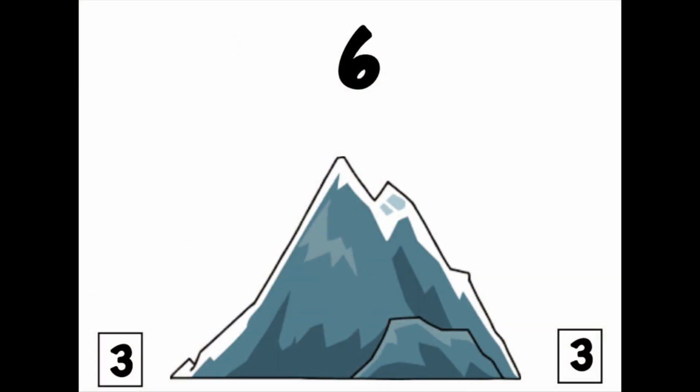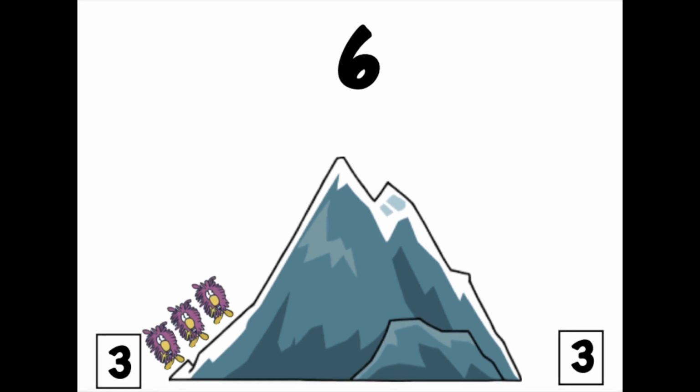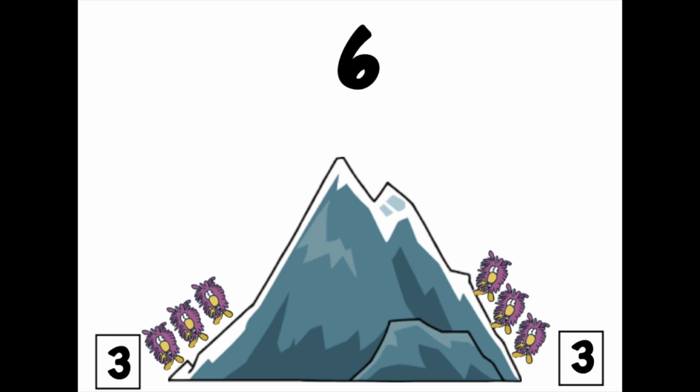Let's look at this math mountain, for example. This math mountain shows that 6 tiny tumblers live all together on the mountain. The 3 on the left side means that 3 are playing over there, so I put 3 tiny tumblers there. And the 3 on the other side says that 3 are playing there too, so I'm going to put 3 tiny tumblers there as well. And when you have 3 tiny tumblers plus 3 tiny tumblers, that gets you 6 tiny tumblers all together.